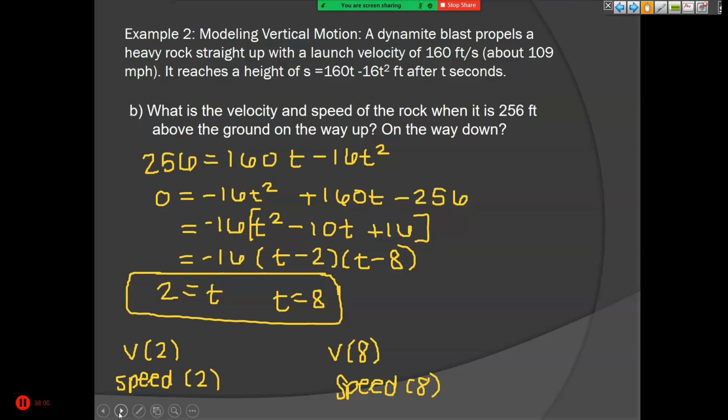Well, exactly. When it's falling down, exactly. So the speed and the velocity are the same at 2 seconds. The speed at 2 and the speed at 8 are both 96 feet per second because speed is the absolute value of velocity.